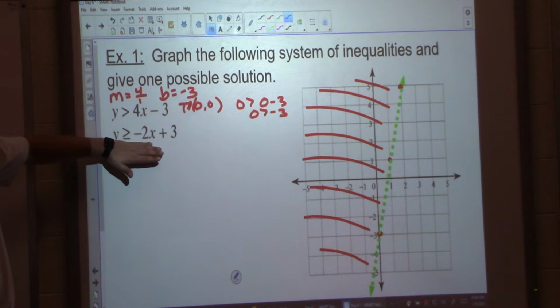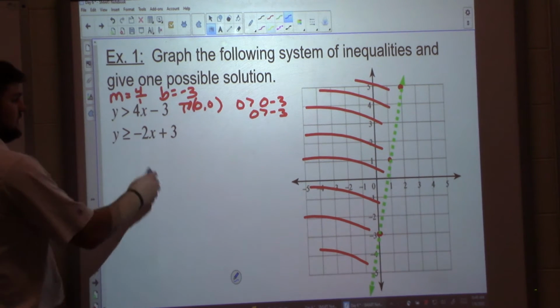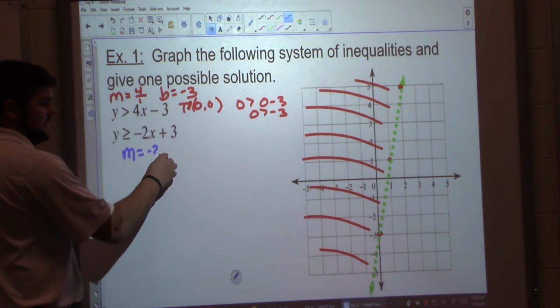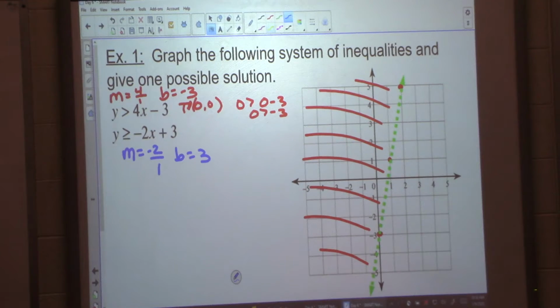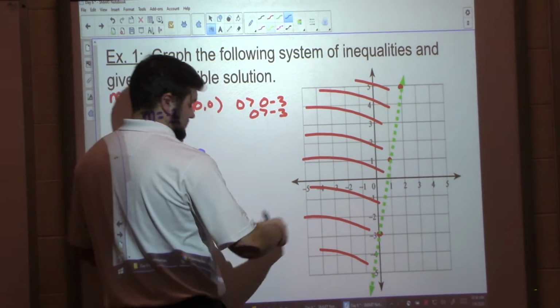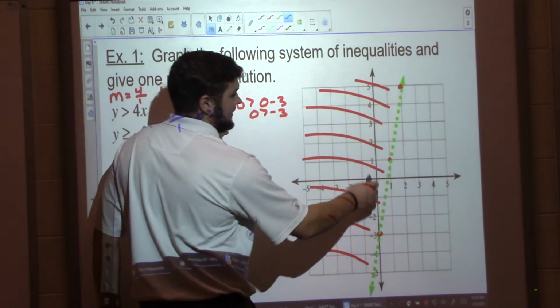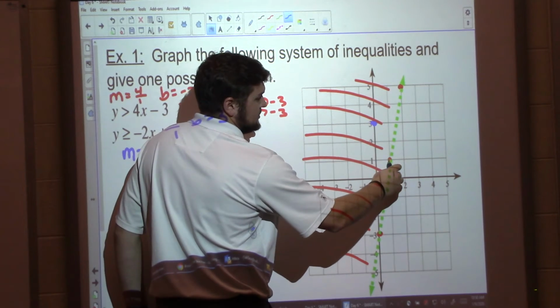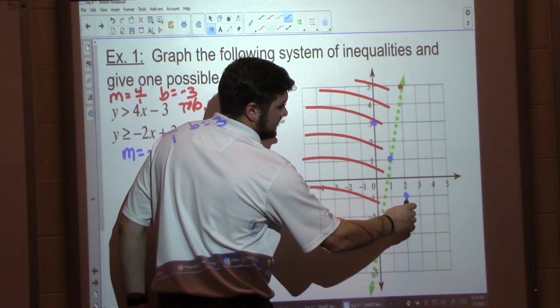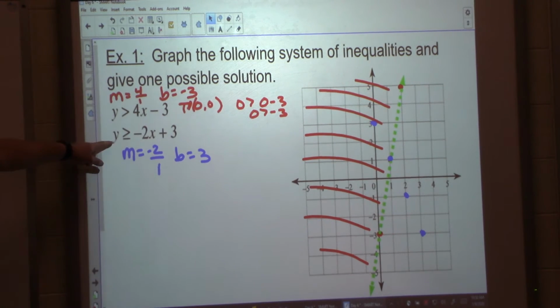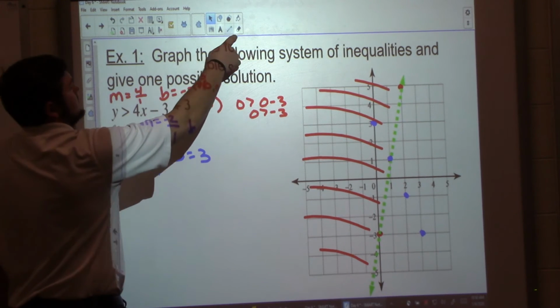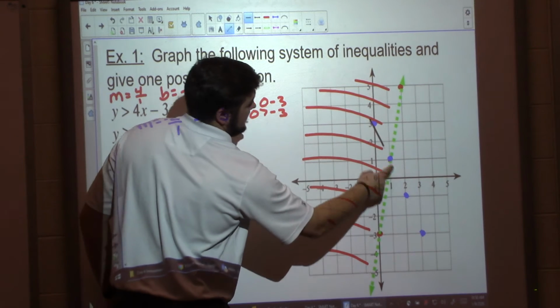Y is greater than or equal to negative 2x plus 3. My slope would be negative 2 over 1. My y-intercept would be 3. So I'm going to go up there. At 3, it's down 2 over 1. Down 2 over 1. Down 2 over 1. This second line of mine, the bottom one, is it solid or dashed? Solid, right? It's or equal to. So solid line going through here.